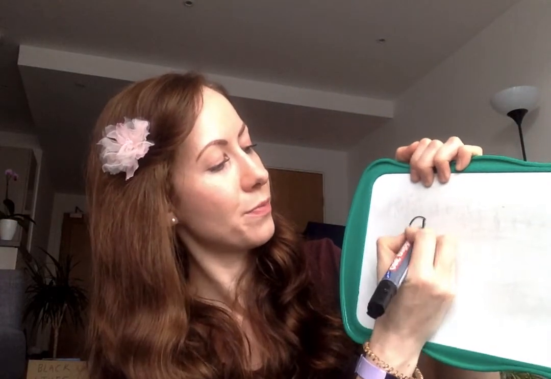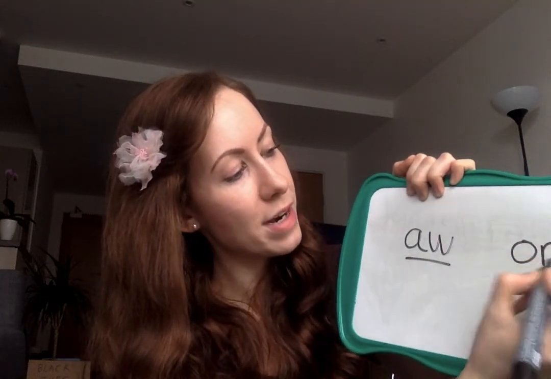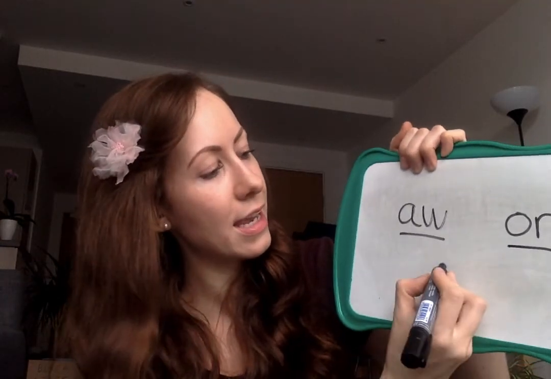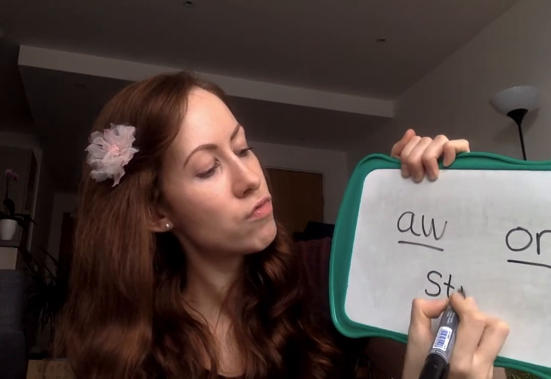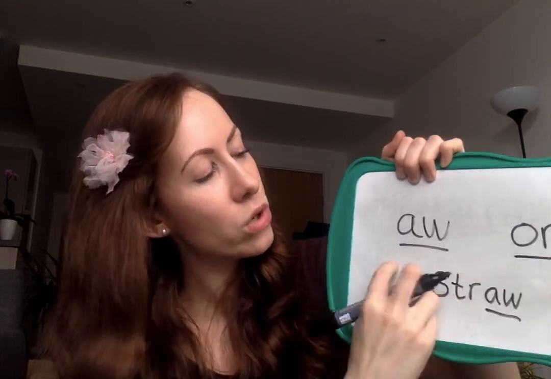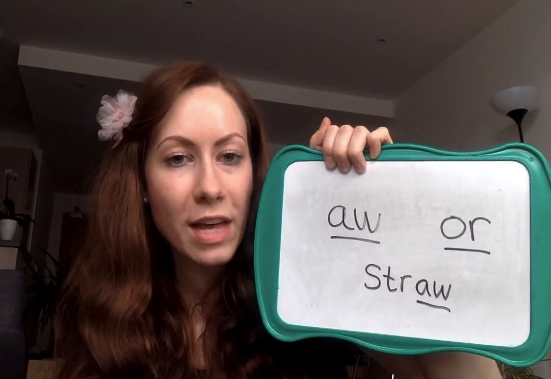Right. Okay then, children. Let's quickly recap our digraph for today. So we had this one, which sounds like the sound that we already knew for this digraph. So it's the or sound, like in st, r, or. Or sound for both of those. So that is today's digraph.